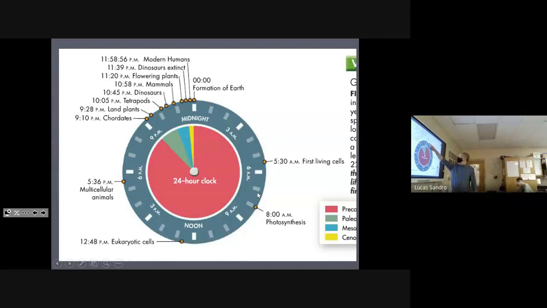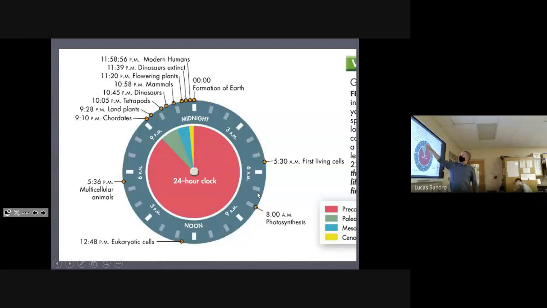Starting at 12 a.m., we don't get the first living cells till 5:30 a.m. Photosynthesis shows up around 8 a.m. Eukaryotes close to 1 p.m. Multicellular animals not until 5:30 p.m.